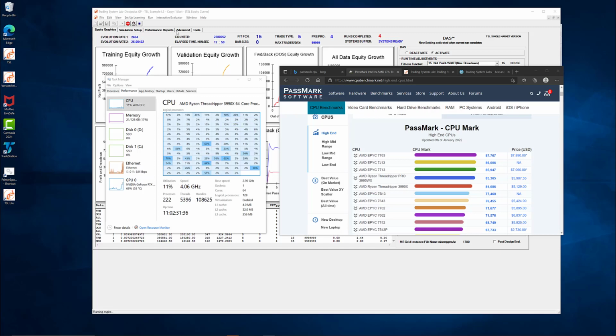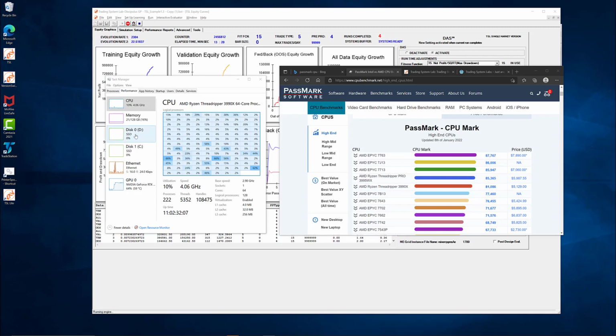In this video, we are going to run Trading System Lab on a very high-end CPU. We're going to use the AMD Ryzen Threadripper 3990X CPU that's running at about 81,000 PassMark. Here it is on the current PassMark CPU list by CPUbenchmarks.net, and this is early January of 2022.